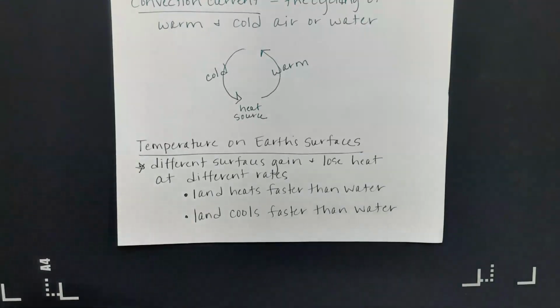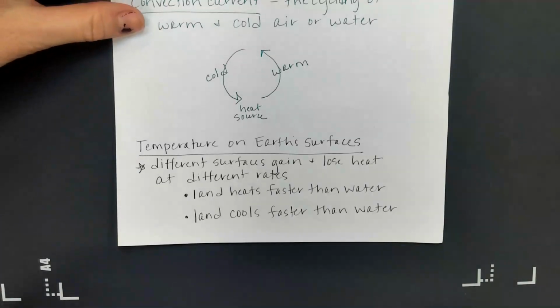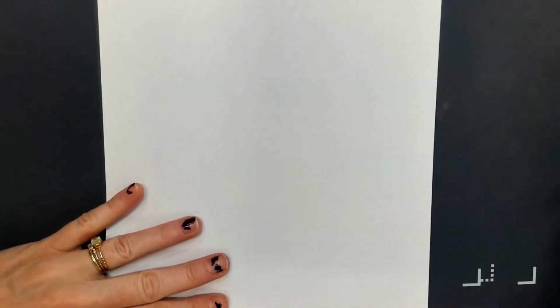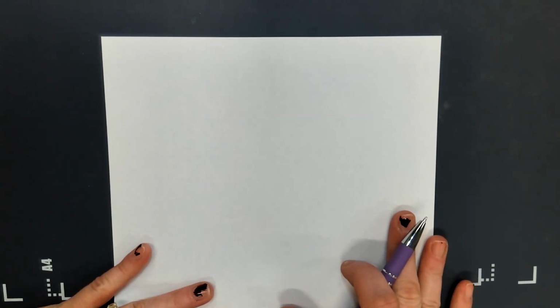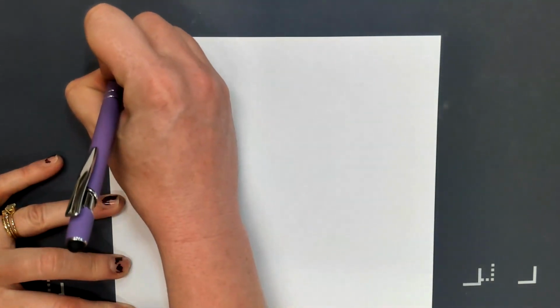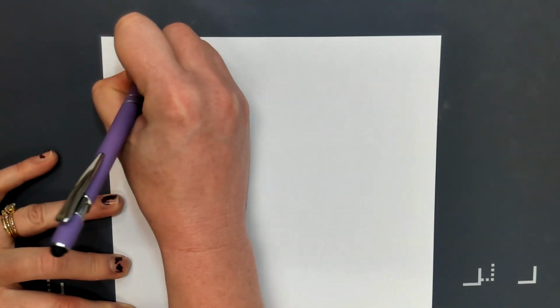We're going to talk about how land heating up and cooling off faster than water affects land and water in the day and in the night, right? Because in the day, we have a source of heat. The sun's up. But at night, that sun goes away, and things start to cool off. So we're going to talk about the differences that cause. We're going to start with during the day.